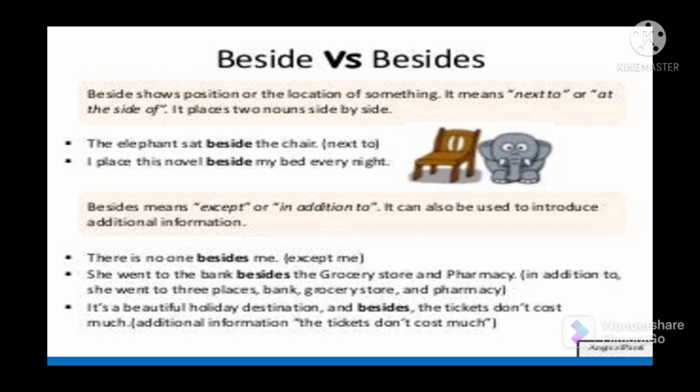Now, what is the meaning of besides? Besides means except or in addition to. It can be used to introduce additional information. Here, there is no one besides me. That means except me. There is no one except me. She went to the bank besides the grocery store and pharmacy. That means she went to three places here. What are they? Bank, grocery store and pharmacy.